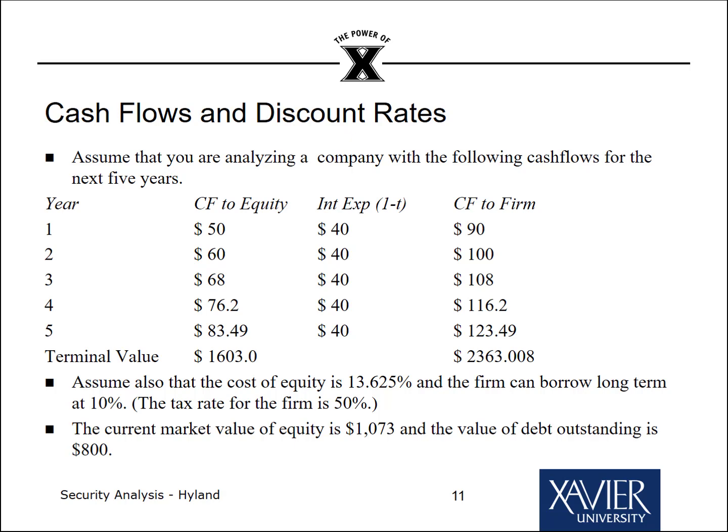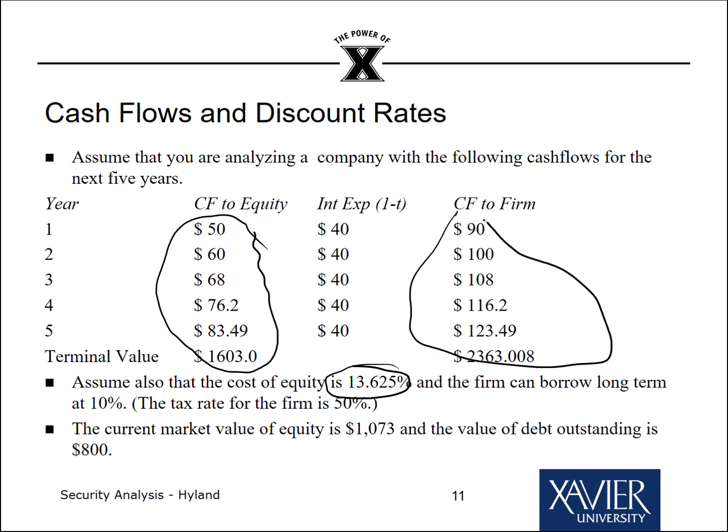So what I want you to do, take this little example, right? Maybe chunk it into Excel, try it this way. Discount these cash flows to equity with a cost of equity of 13.625. Come up with the value of the stock. Also discount these free cash flows to the firm. We should be able to solve for the market value of equity, 1,073. Value of the debt's 800, so we subtract the debt. We should get the same stock price for each.